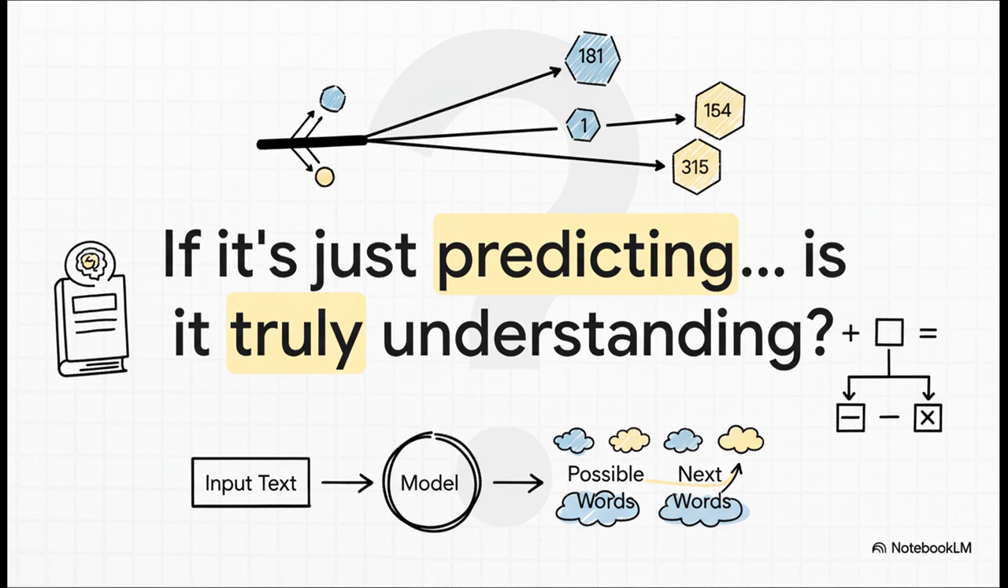Which, of course, brings us to the final, really big question. If this unbelievably complex system is just predicting the most probable next token in a sequence, all based on math and patterns, is it truly understanding language? Or is it just the most astonishing mimic we've ever created? Something to think about.